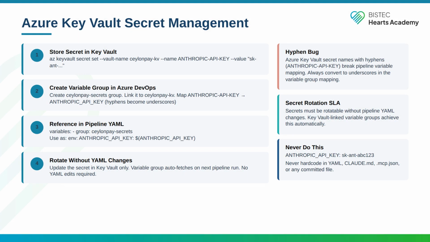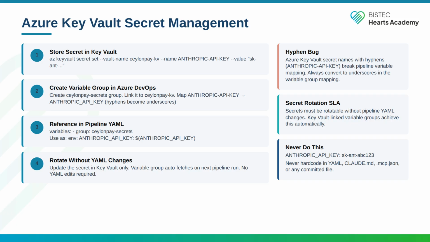The 4-step Key Vault integration pattern is the canonical way to handle secrets in Azure DevOps pipelines. Every pipeline that uses Claude Code should follow this exact pattern. Step 1. Store the secret in Azure Key Vault using the az keyvault secret set command. Key Vault's naming convention uses hyphens: anthropic-api-key.